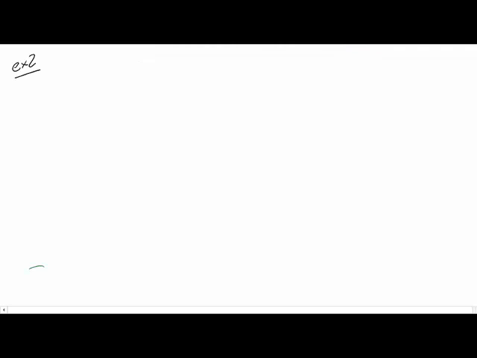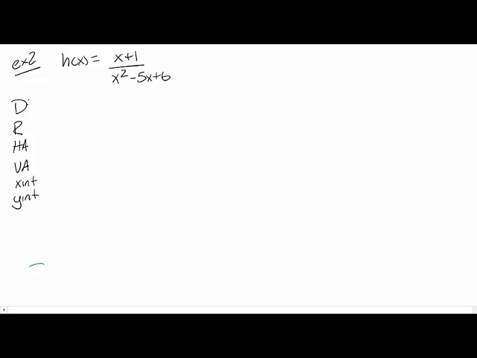In example 2, we're going to define a function h of x. h of x is going to be a rational function because x is going to be in the denominator. We're going to have x plus 1 divided by x squared minus 5x plus 6. And we're going to be asked to graph this without our calculator. We're going to be asked to determine the domain, the range, the horizontal and vertical asymptotes. We're going to be asked to talk about the x and y intercepts, and then finally the limits as x approaches negative infinity, this time of h of x, and the limit as x approaches positive infinity, also of h of x.